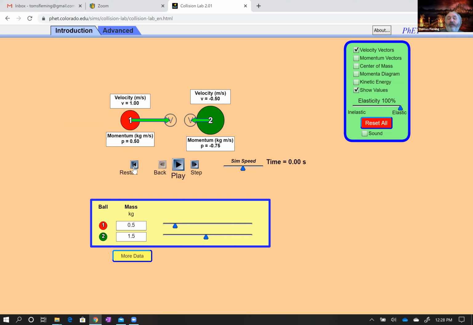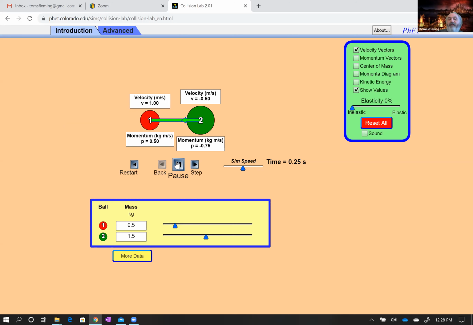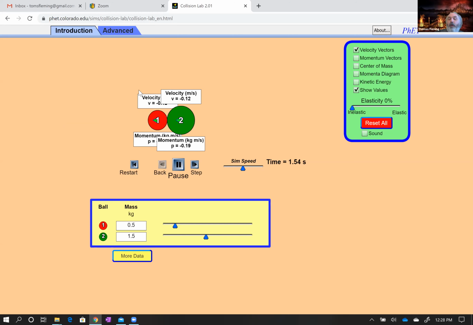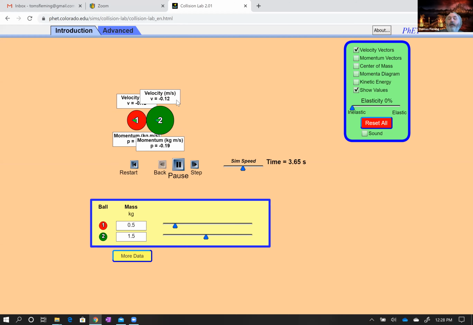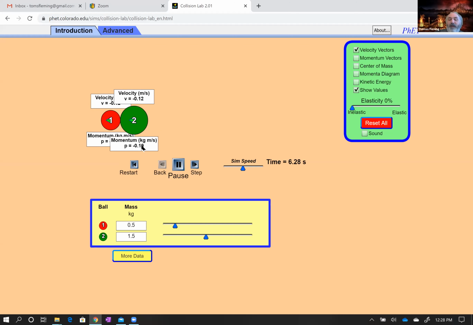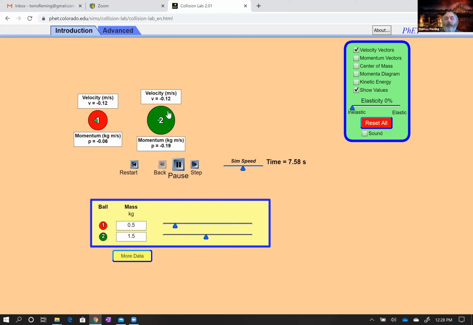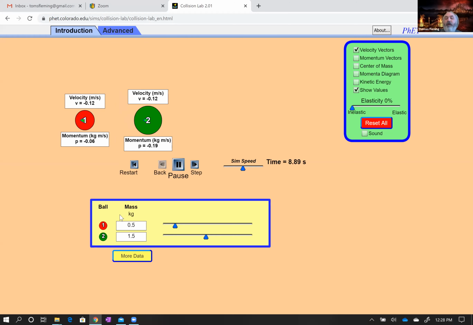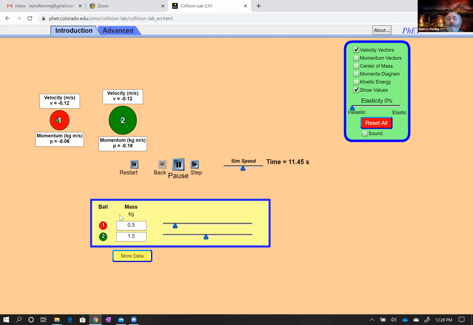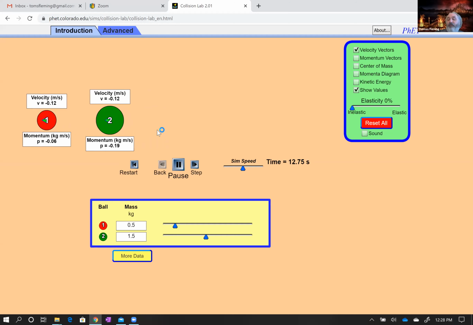I could start that same scenario over again, only this time, instead of having it be elastic, I could have it be perfectly inelastic. When they hit, they stick together. And notice they're traveling at a speed of negative 0.12. They're to the left at that speed. But notice how much momentum we've got total. This guy has a momentum of negative 0.19. The other guy, who you can't quite see, has a momentum of negative 0.06 for a grand total of negative 0.25. The momentum is still the same. It's just now the kinetic energy is considerably less.